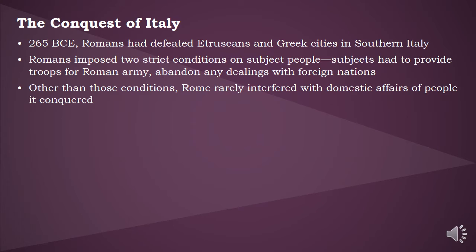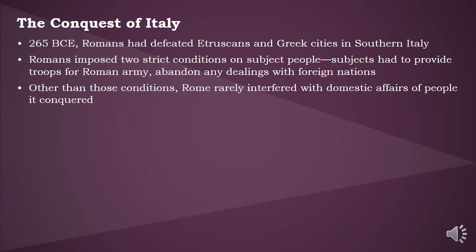And then in southern Italy, you do have some Greek city-states. And so essentially what Rome is going to do, they're going to head south rather than heading north. They will eventually head north over time. But initially, Rome is going to head south. They're going to defeat the Etruscans and the Greeks in southern Italy.